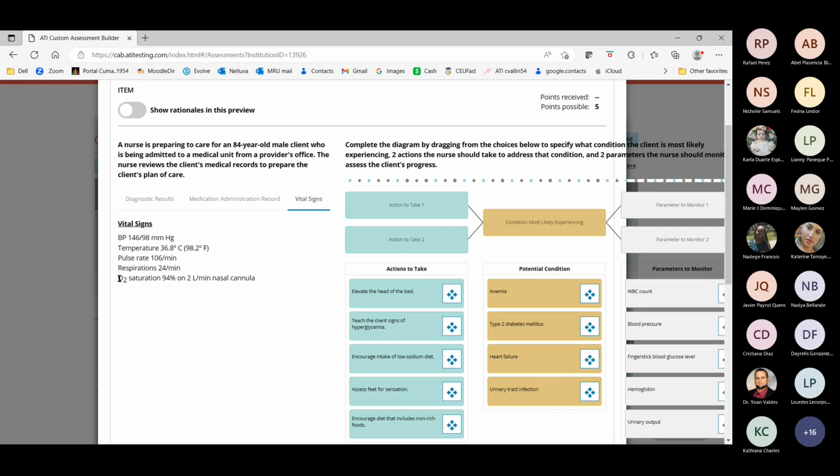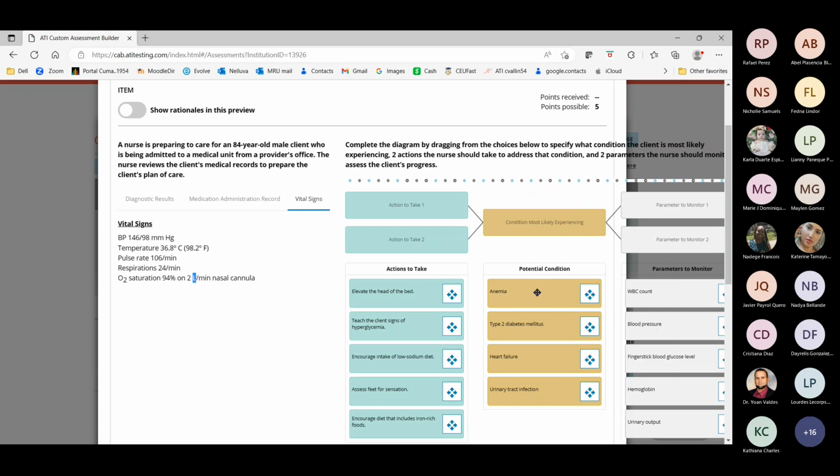It is expected. And the O2 saturation receiving oxygen is 94%. So this is not normal, but the patient is stable. This level of saturation of oxygen of the hemoglobin is acceptable with a low rate of oxygen. So this is the information that we have.